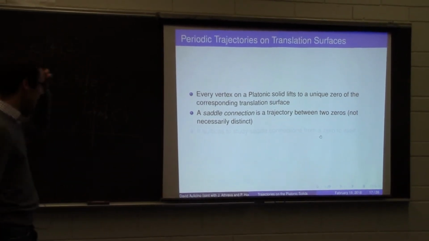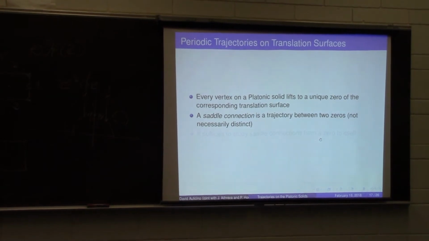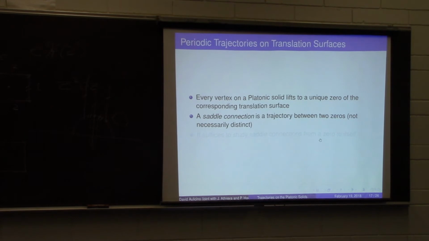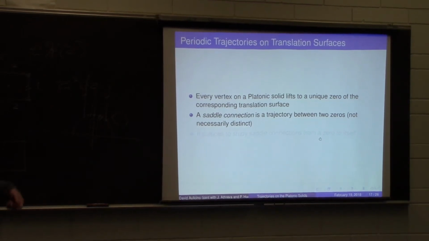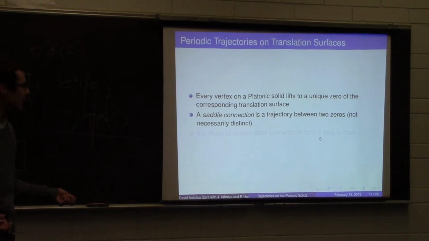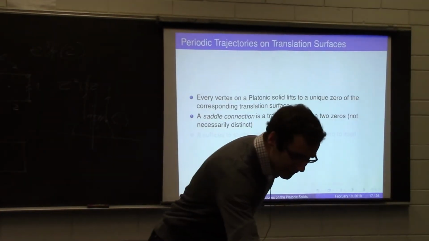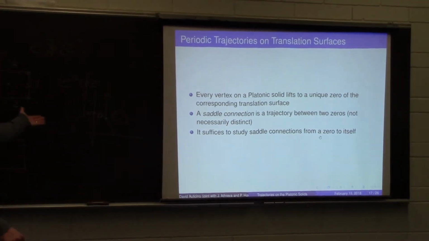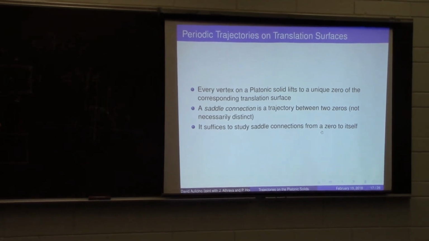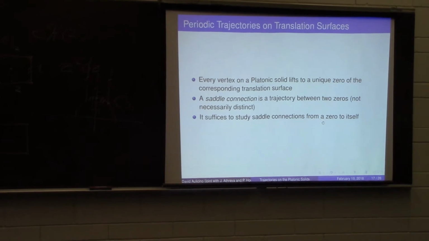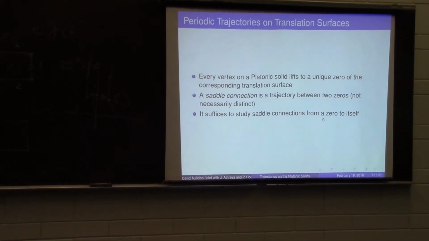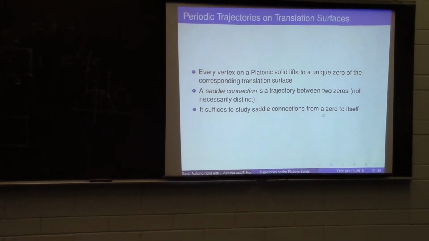Yeah, so let me, starting with the torus, just introduce some more terminology. A saddle connection is a trajectory between two zeros, just to give a name to that. And the two zeros don't necessarily need to be distinct. And so what this says is that since every vertex is lifting to a unique zero, if I want to study trajectories from a vertex to itself, it suffices to study saddle connections from a zero to itself on the translation surface.